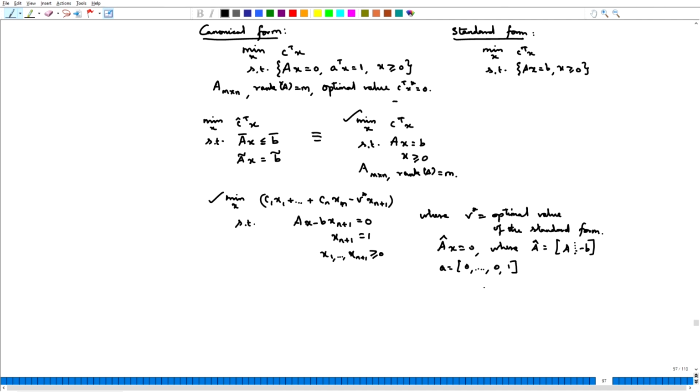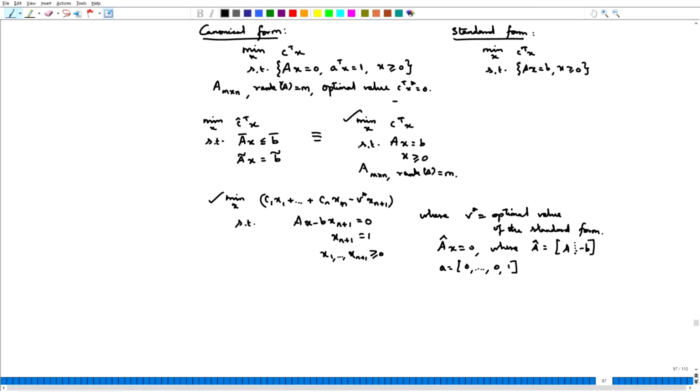Okay. So, yeah, that will give you x_{n+1} equal to 1, A transpose x equal to 1, and of course, x is greater than or equal to 0. So, this is clearly in the canonical form, and the problem given in the standard form and the problem given in the canonical form are both equivalent to one another, right. So, any given LP can actually be converted into a canonical form. You can see that just from this.